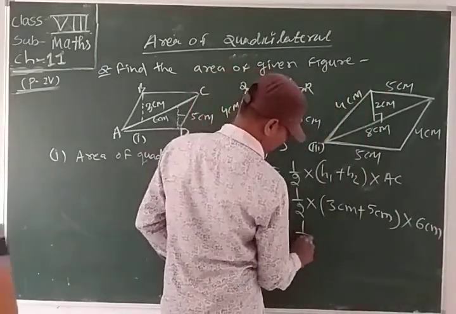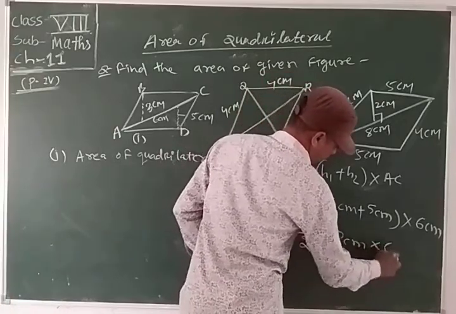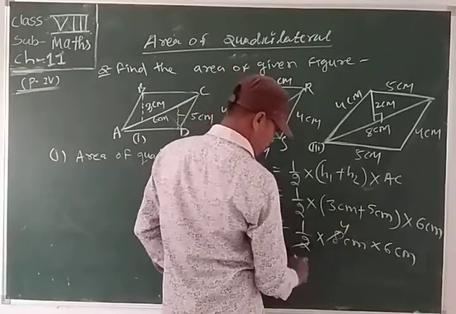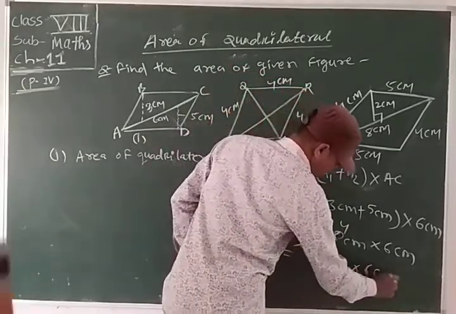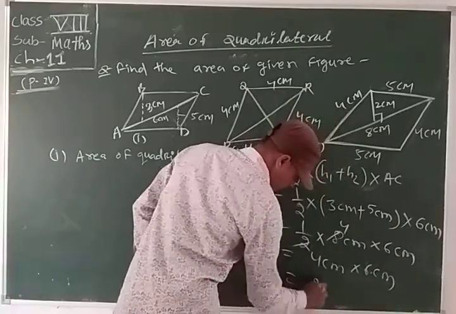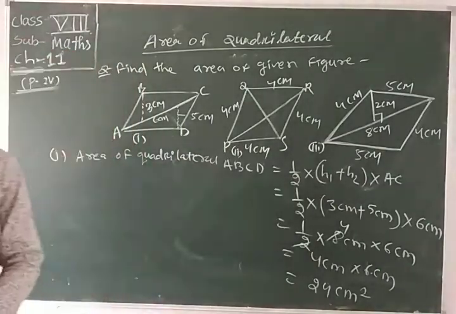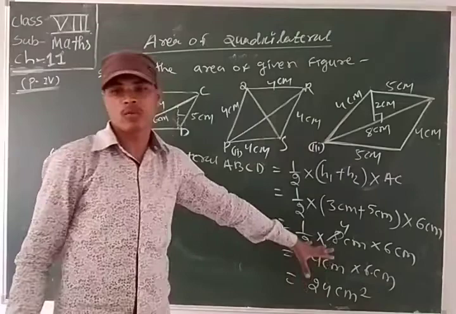Now 1 by 2 into 3 plus 5, 8 centimeter into 6 centimeter. Now 2 4s are 8, 4 centimeter into 6 centimeter. 4 sixes are 24 centimeter square. Then here we got the area of a quadrilateral, 24 centimeter square. Clear about it?